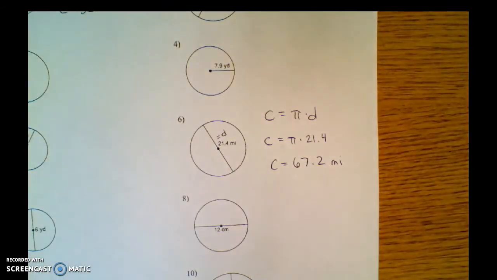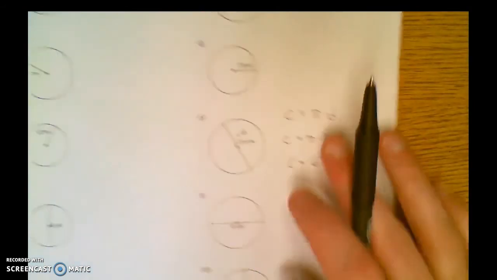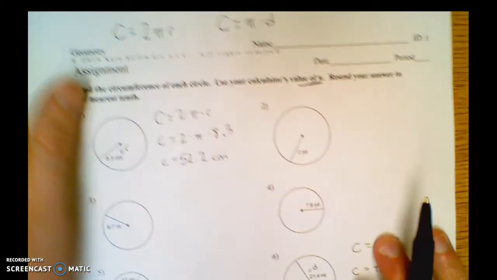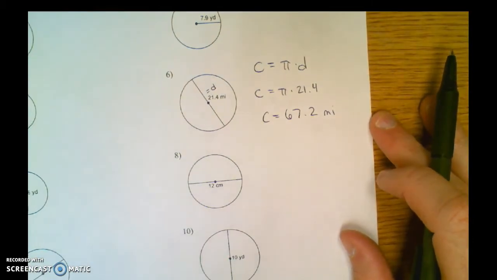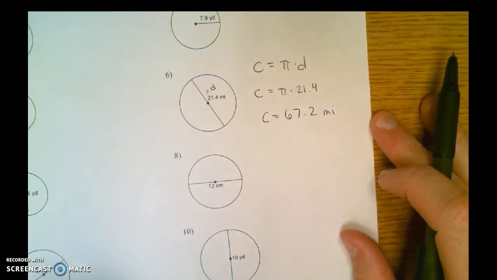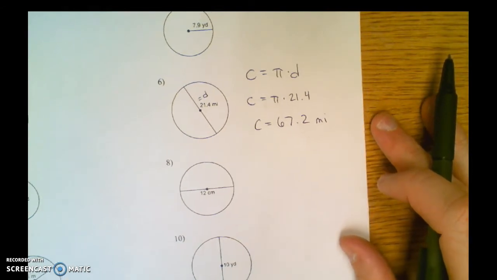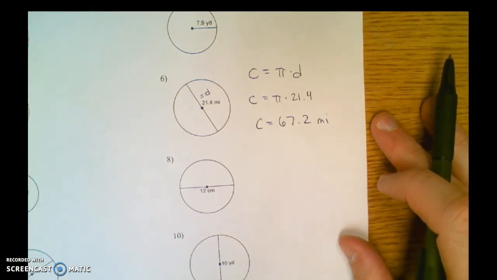So anytime you're given the diameter, you use this formula, and anytime you're given the radius, you use that formula. So again, try 6 through 10. Pause the video at this point, and then you can continue on to the back page with number 11 after you finish number 10.